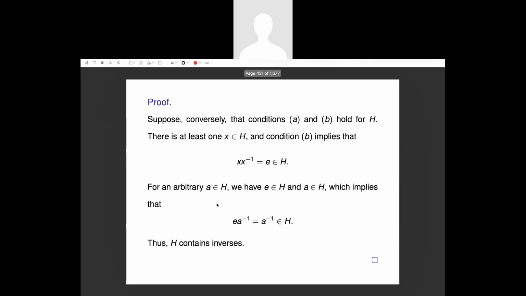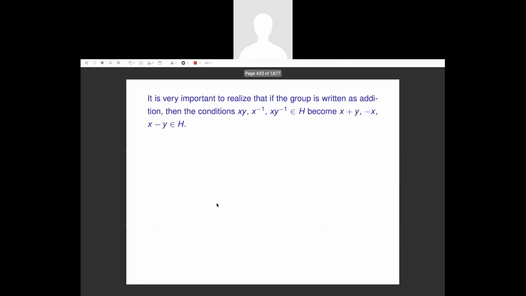So I just skip the proof here because the proof was already explained in class. Now this is very important to realize that if a group is written additively, then the condition x, y inverse belonging to H becomes x plus y minus, that is, x minus y belongs to H. This is the way.